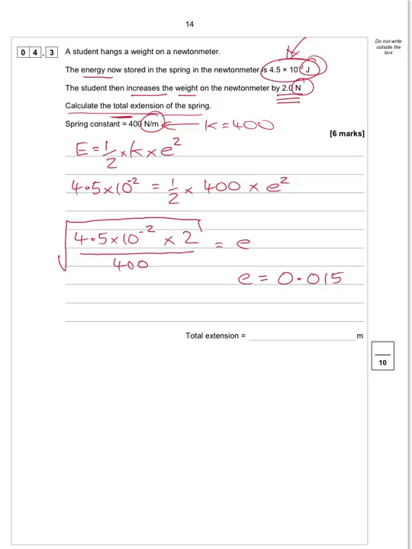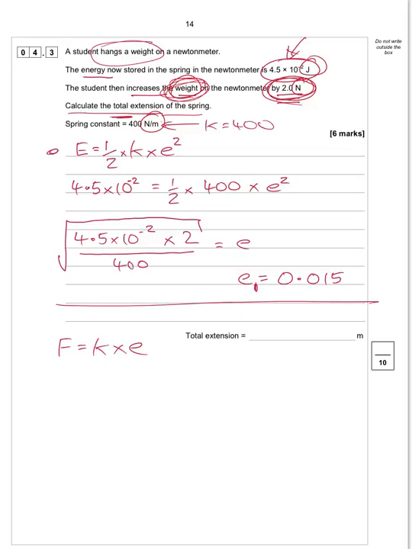But then the question says that the student adds another weight of an extra 2 newtons. Okay, so now I need to use Hooke's law to work out the second extension. This is the first extension when she hangs the initial weight on the Newton meter. Now she's going to add another weight. So we know that force is equal to spring constant times extension. I don't need to use the energy for this one, so I'm not given the additional energy, I'm only given the additional force.